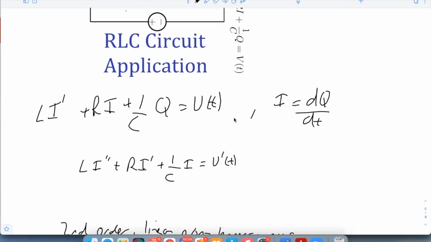So if I take this dE here, and I just take the derivative with respect to time of everything, dq/dt is just I. Of course, the derivative of I prime is I double prime, and so forth.